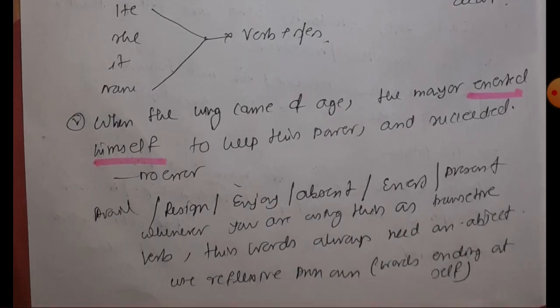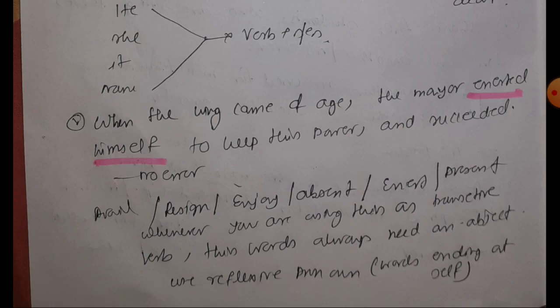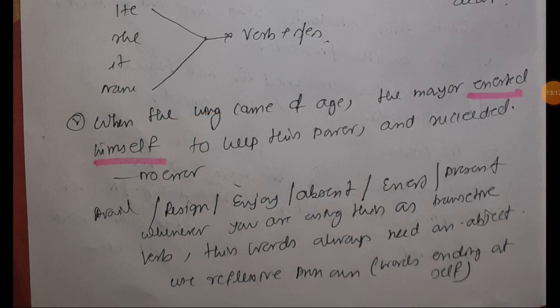So now in that one we have learned that whenever you get words like exerted, absent, present, avail, resign, enjoy, there should be a presence of a reflexive pronoun, the pronoun which has the word self, right? So that is the idea.